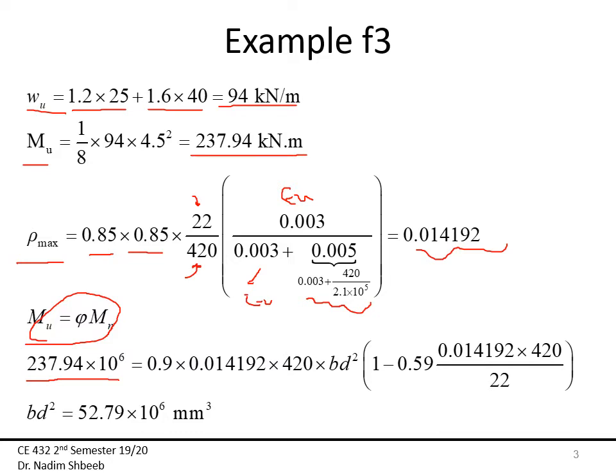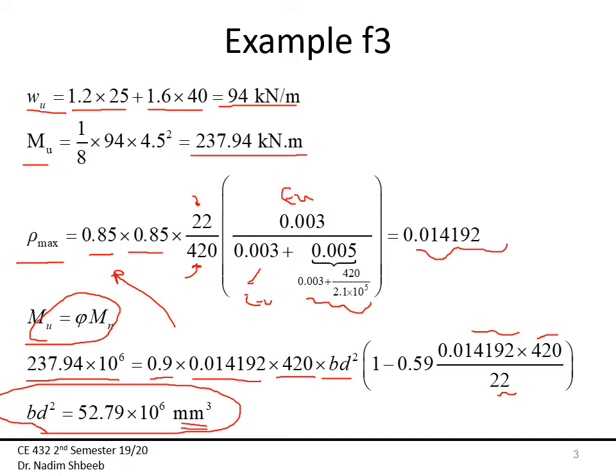Right? So now this is going to be equal to phi, which is my 0.9. This is my rho, which I said I'm going to use rho max. If it's 0.6 rho max, then you just multiply by 0.6 if you choose to, but we didn't for this example. Times Fy, these are the two unknowns, BD square, 1 minus 0.59 times, again, this is my rho max, Fy, F prime c. From that, I'm able to find that my BD square is equal to 52.75 times 10 to the 6 millimeter cube. Again, emphasize the millimeters, all right?